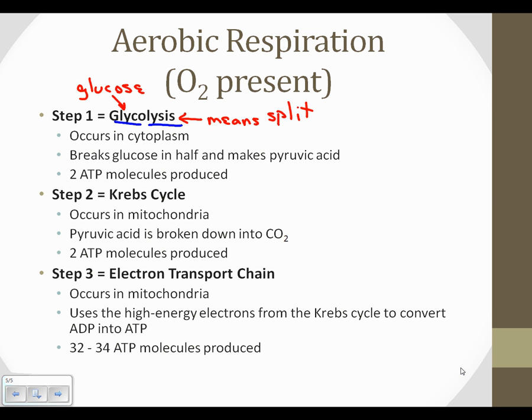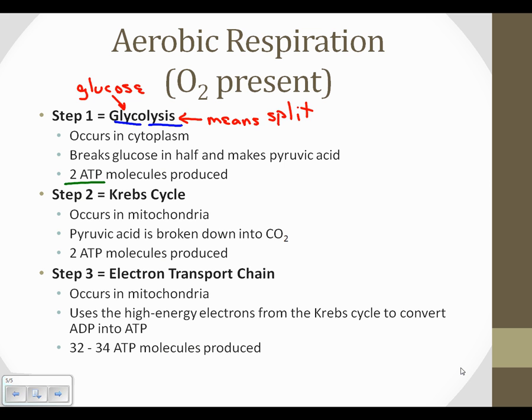So what happens during glycolysis, it takes that molecule of glucose and literally breaks it in half. All of this happens in the cytoplasm. That's when pyruvic acid is made, and we have 2 ATP molecules made during glycolysis. So not a whole lot, but a little bit of energy.